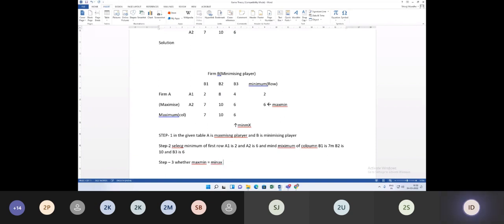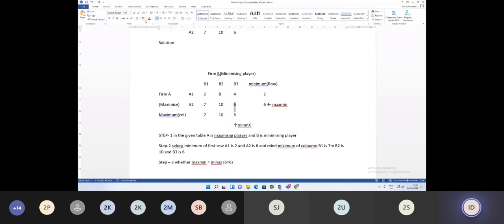Am I right? Are you getting or not? Yes, sir, clear. What is the meaning of this now here? The 6 means this element. I will change the color of this element to dark green, and this is called a saddle point.